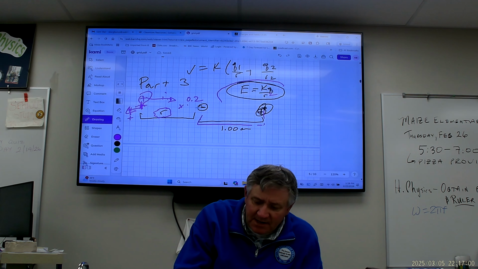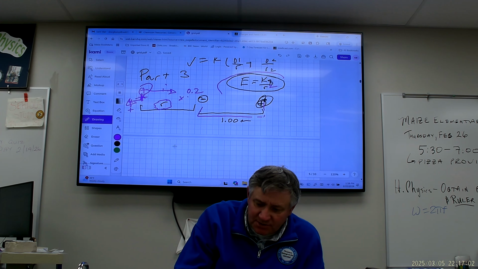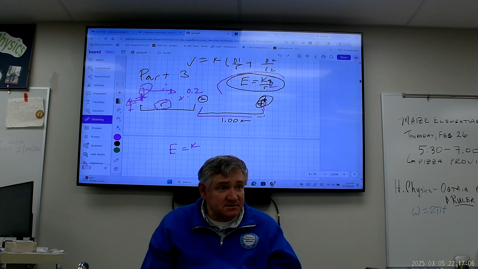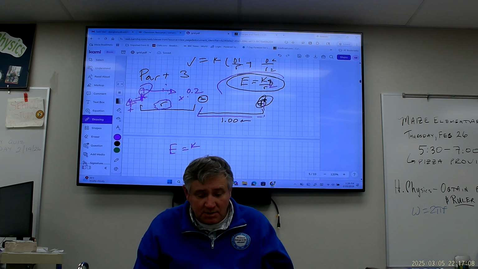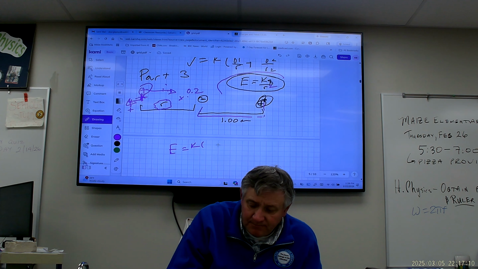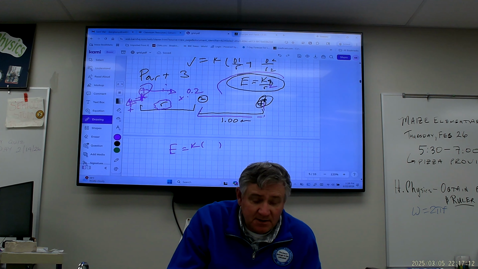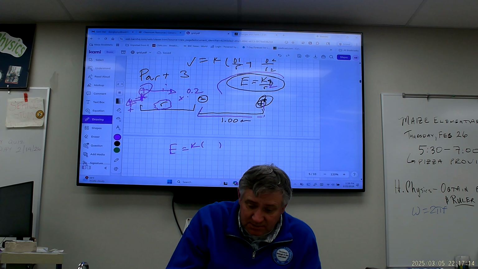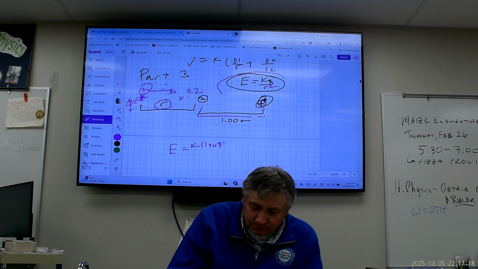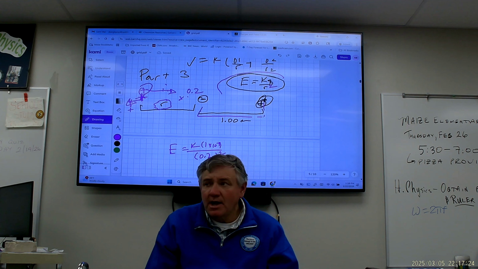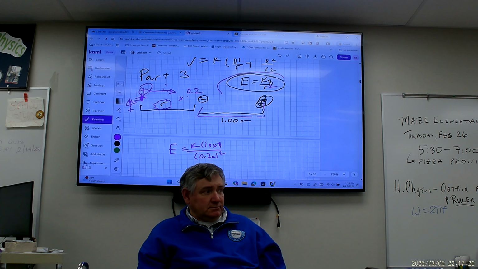So the value of that electric field from that negative charge would be k, and you can actually go through and calculate this. You have kQ, and that's going to be that 1 nanocoulomb charge, but you've got to put that as 1 times 10 to the negative 9. And then you're going to divide that by 0.2 meters squared. And you could get that number, okay?